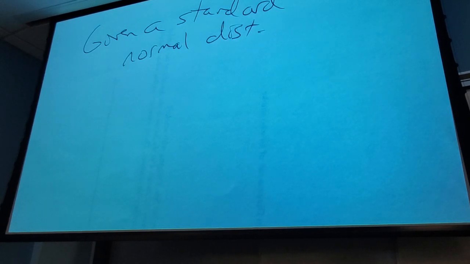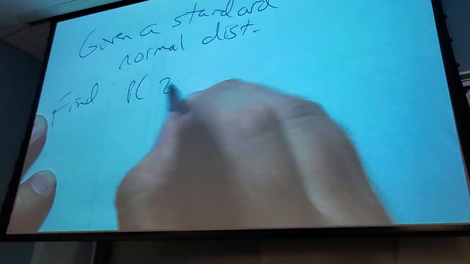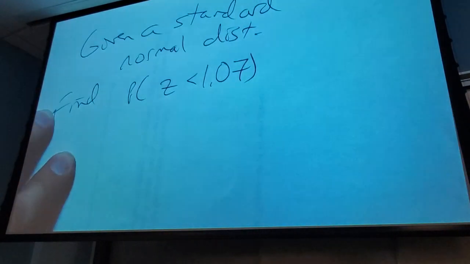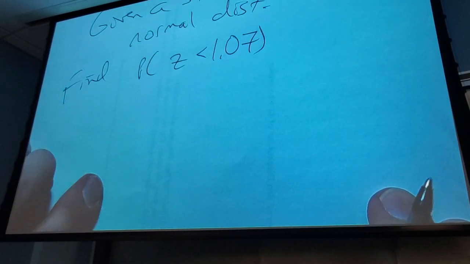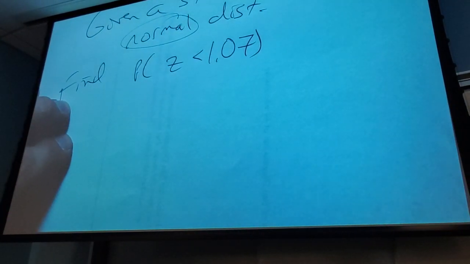I've standardized it, right? So if I say, given a standard normal distribution, find the probability that z is less than 1.07, right? Can you draw that picture for me? You know it's normal. You already told me what goes in the middle, right?